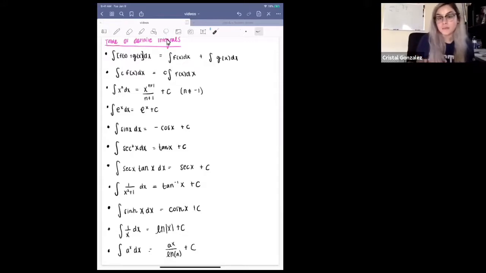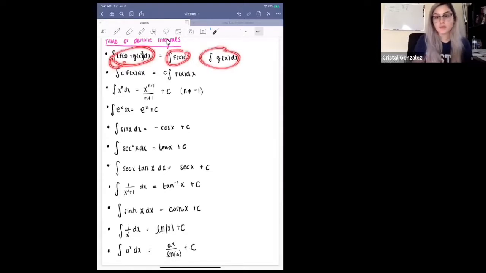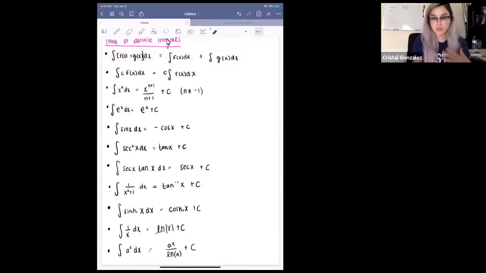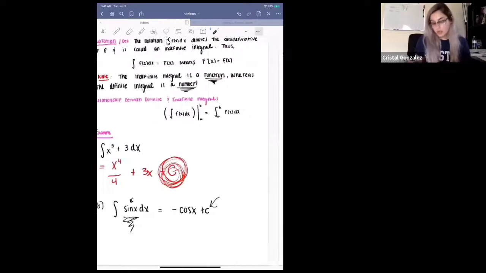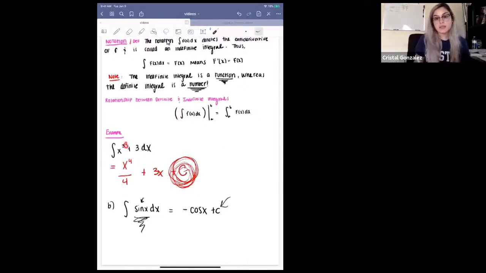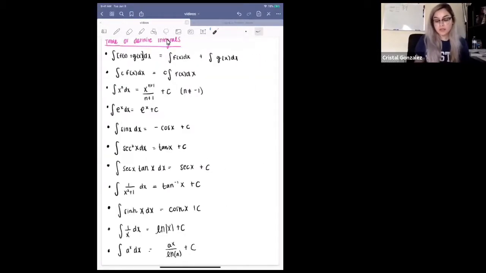Same thing here, if we have two functions, we can separate and integrate respectively. So the sum of the integrals is the integral of the sum. And this constant here says that we can pull out that constant, just like you were able to do with derivatives. Nothing new, nothing different. This one is the one you've always been doing. When we add 1 to the exponent and then divide by that number, that's all that says. And then they give you all the other ones.